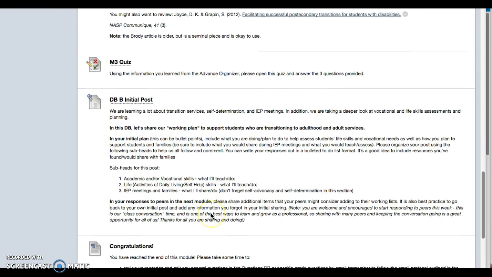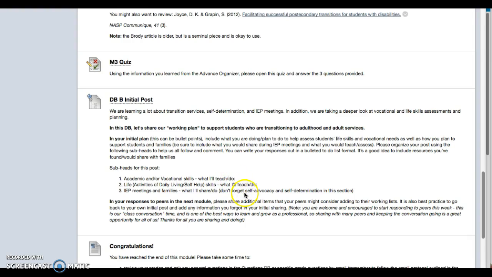Module 3 quiz. We're starting a new discussion board where we're going to be talking about academic and vocational skills, daily living skills, self-help skills, and IEP meetings and families. And what you're going to start doing is creating what we're calling a working plan that you could implement to support students with disabilities. You're going to divide that working plan into these 3 categories and share your ideas for what you plan to teach and do.